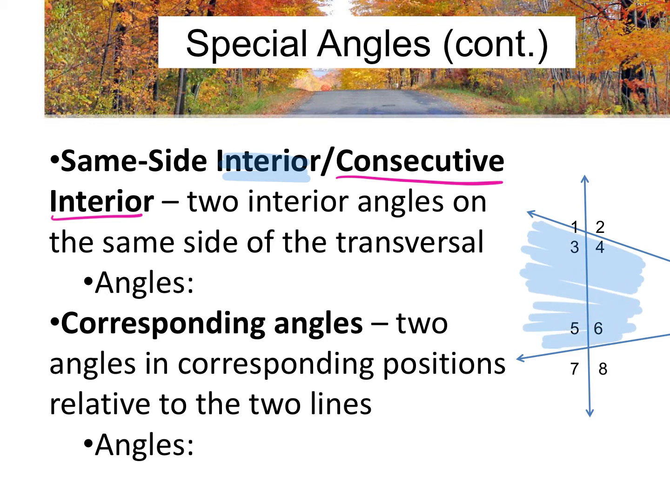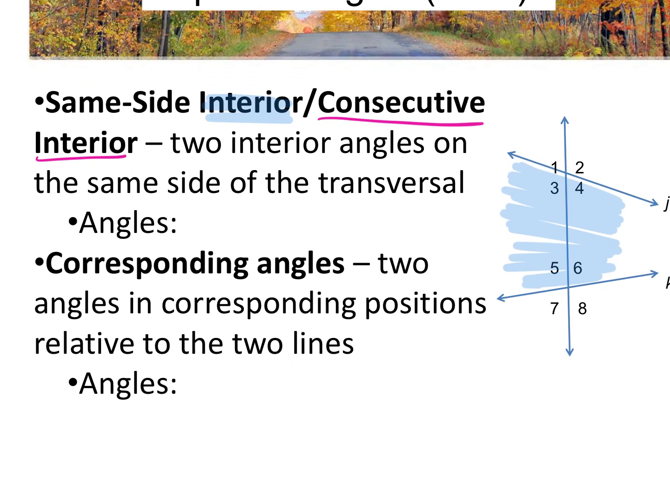There are two interior angles on the same side of the transversal. So in this particular picture, we have angle 3 and angle 5 in the interior, and they're on the same side of this transversal that's cutting through the two coplanar lines. So I have the transversal here. So angle 3 and angle 5 are going to be same side interior or consecutive interior.